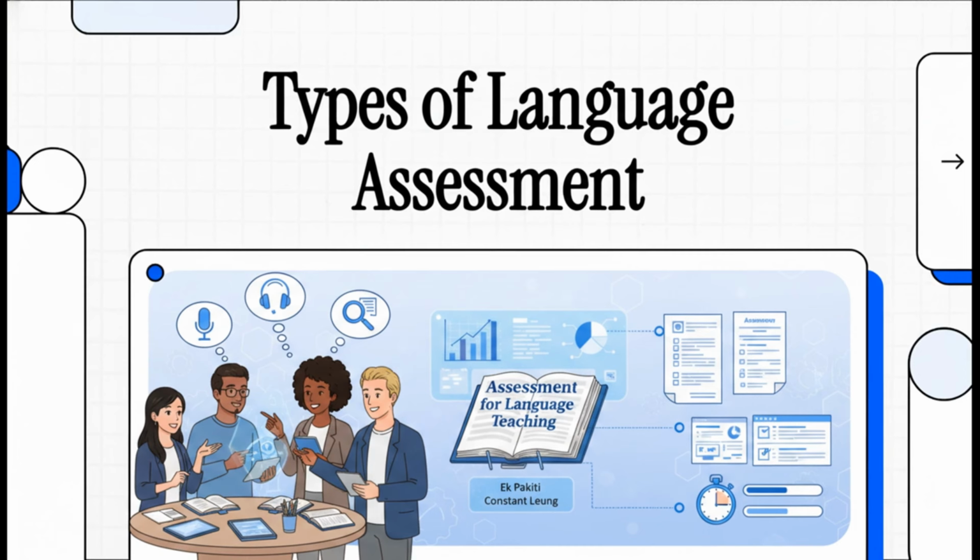Now, if you're a language teacher, a TESOL professional, or a researcher, you already know that assessment is about so much more than just handing out grades. It is fundamentally about purpose. Today, we're going to keep things calm, academic, yet incredibly practical, as we unpack the core types of language assessment. So, let's dive right in.